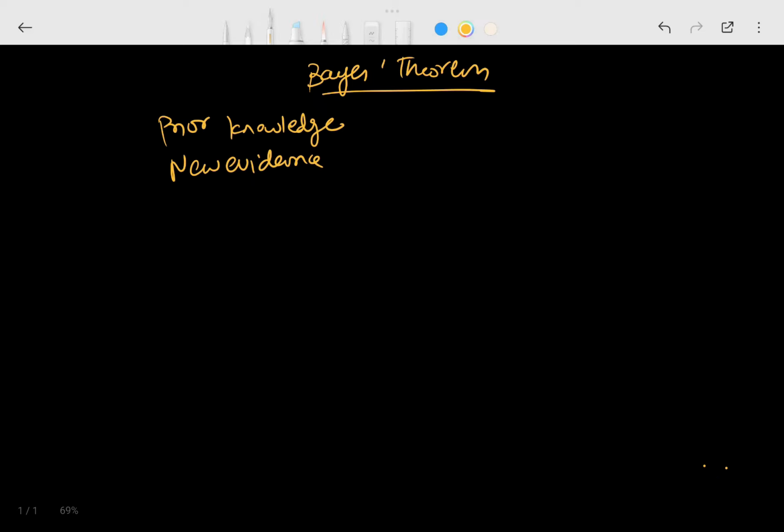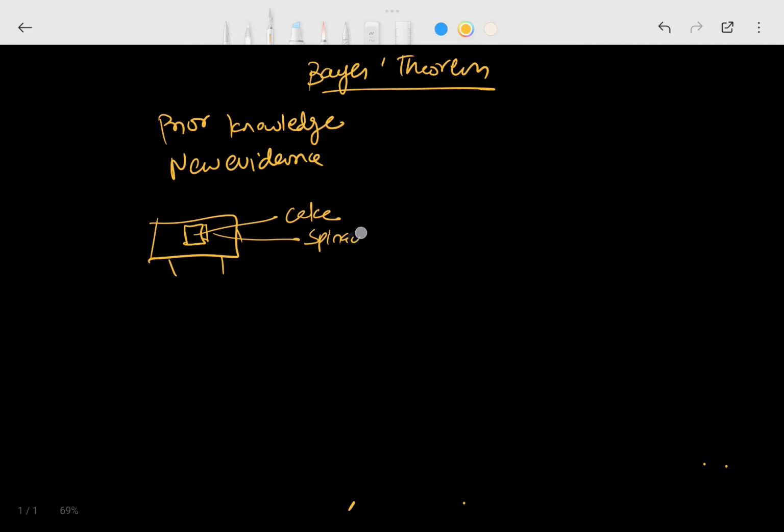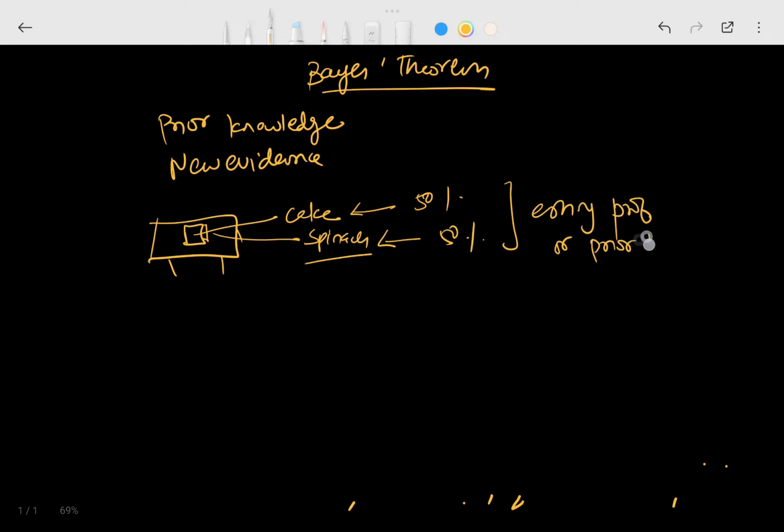Say you go to your house, and on the dining table, there's a box. Now, this box could either have, say, cake or it could have spinach. What is the possibility of each? Cake and spinach. Perhaps 50-50%. But now, these are your existing probabilities, or your prior knowledge based on which you decided that the likelihood is perhaps 50-50%.